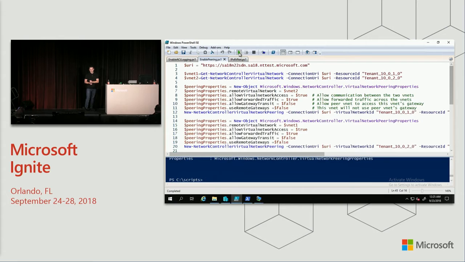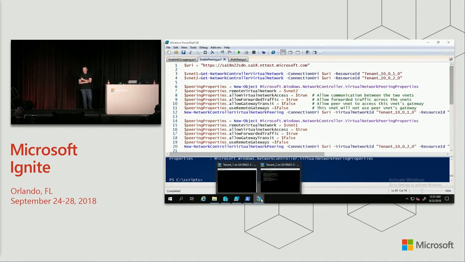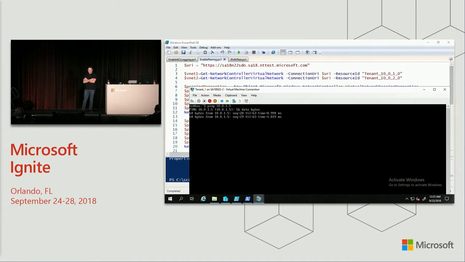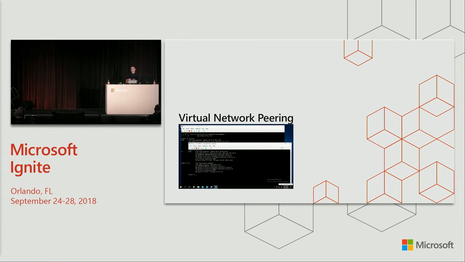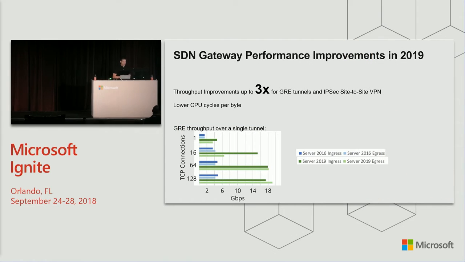It just takes a few seconds to run, and by the time you switch back to the VM, you can see the pings have already started flowing through. So all the policy got updated on the hosts, and now the traffic flows as if they're part of the same network. So that's peering. This all works within a single network controller, so we don't do cross-network controller peering at this time, so that is one limitation you should be aware of.